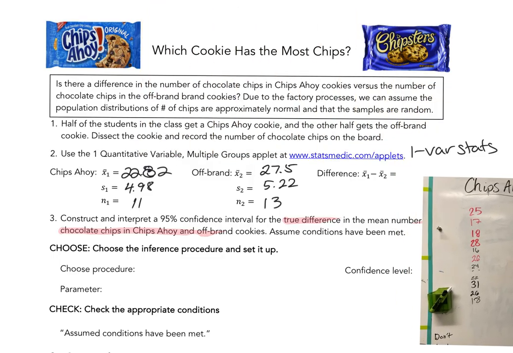So due to the factory process, we can assume that the population distribution of number of chips is approximately normal and that the samples are random. So that helps us with our conditions.